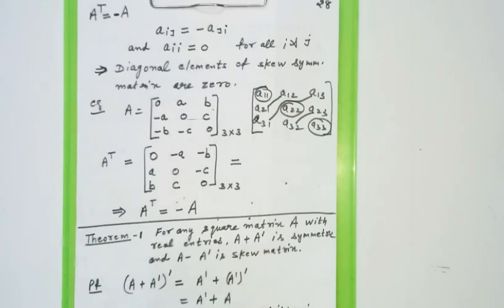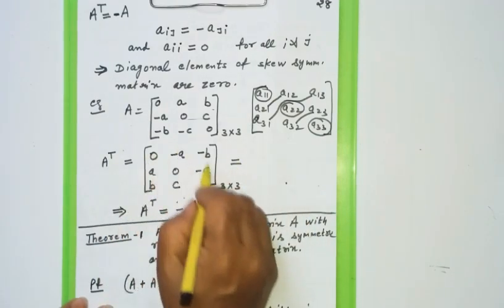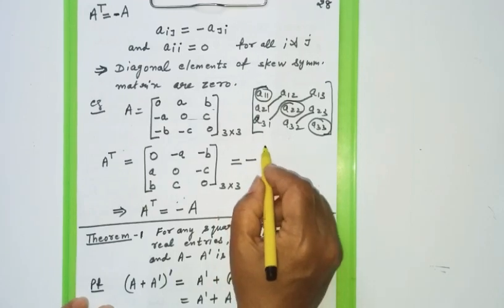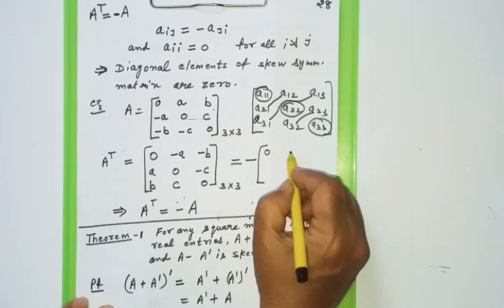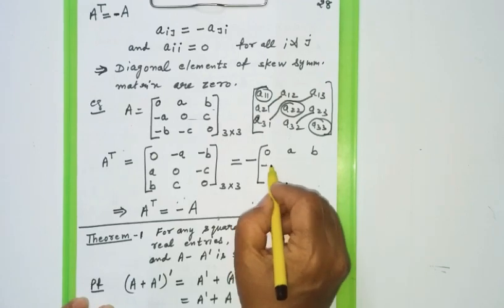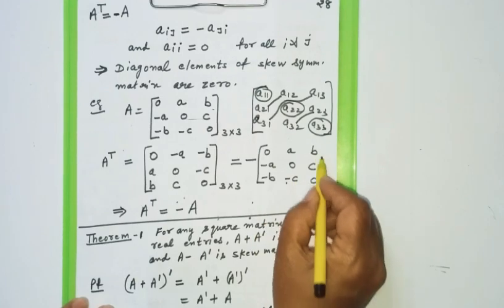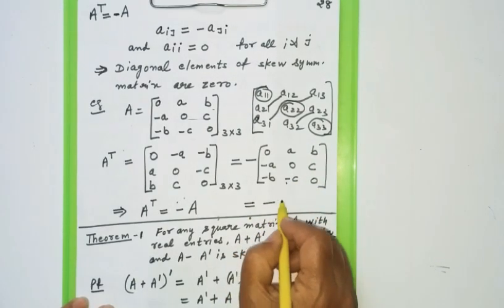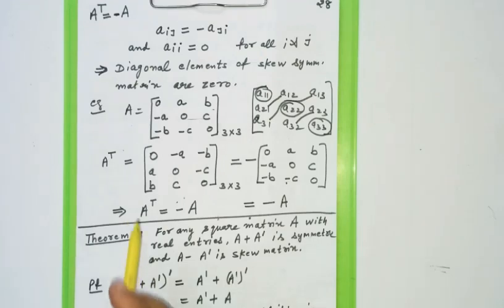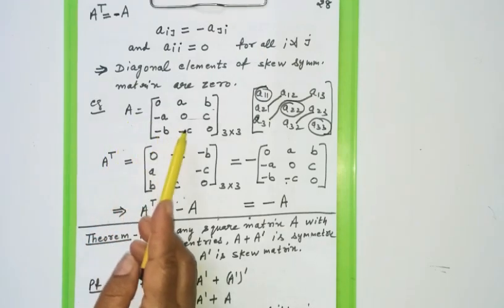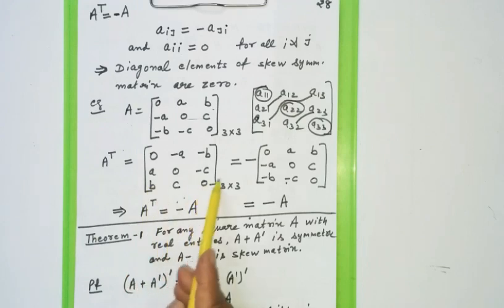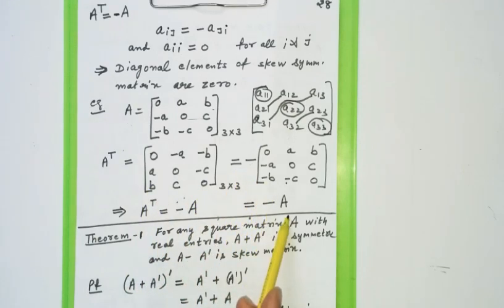Now what I observe is that from this matrix, if I take negative common, what do I get? 0, a, b; minus a, 0, c; minus b, minus c, 0, which comes out to be negative common A. So I have observed that in matrix A, if I took its transpose, I got a matrix which was equal to negative of matrix A. That is, A transpose is equal to minus A. So we say that A is a skew symmetric matrix.